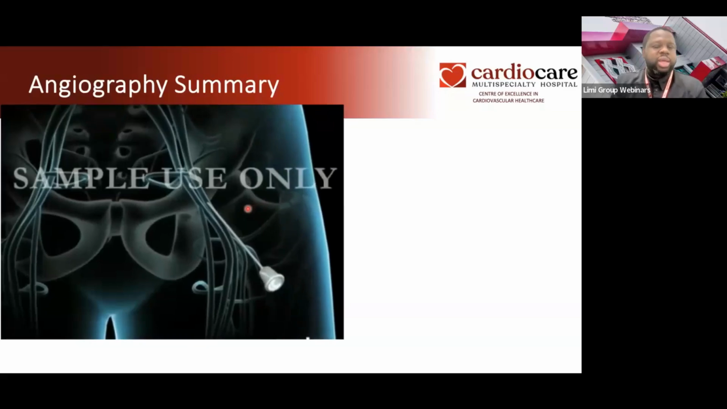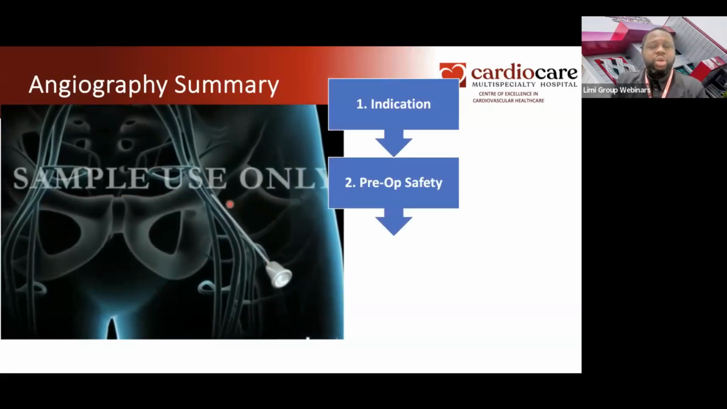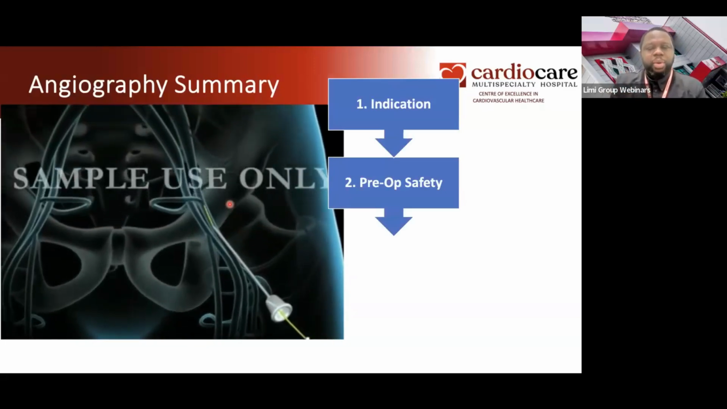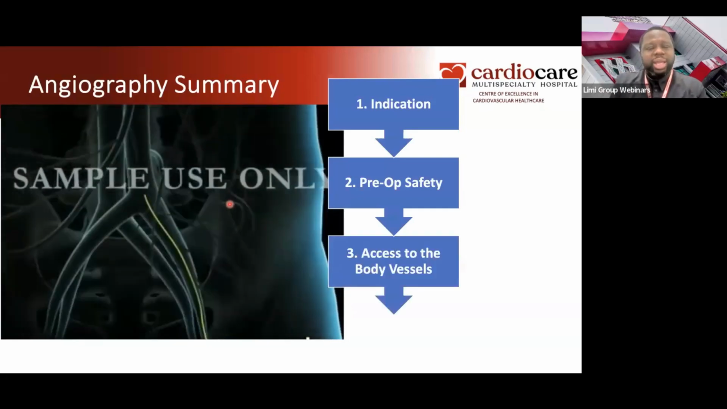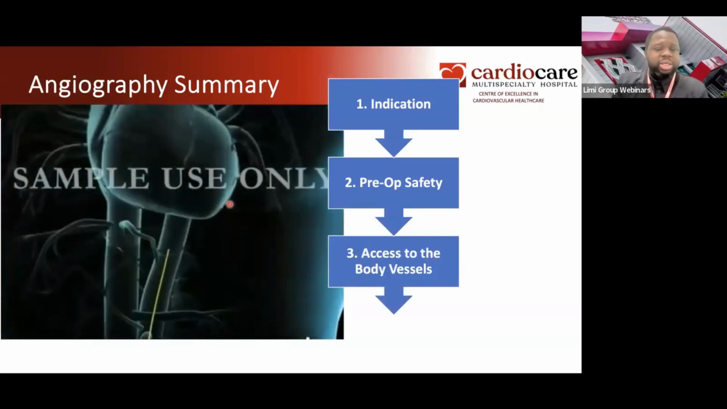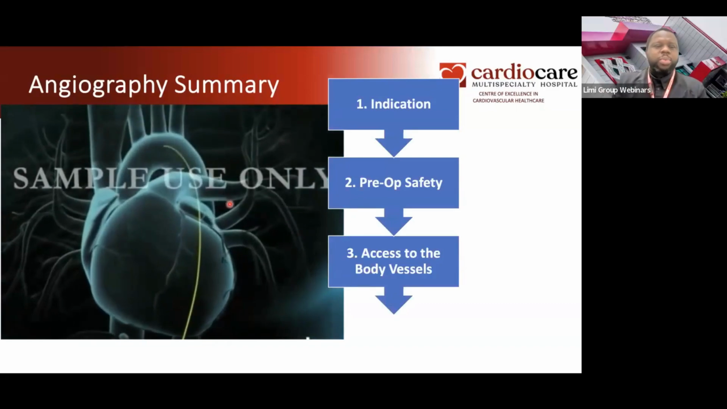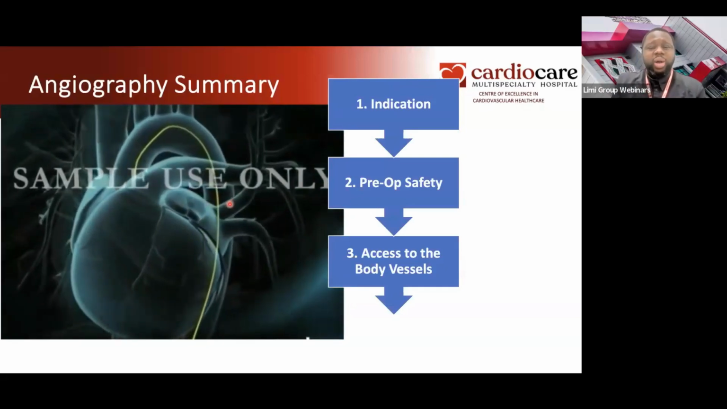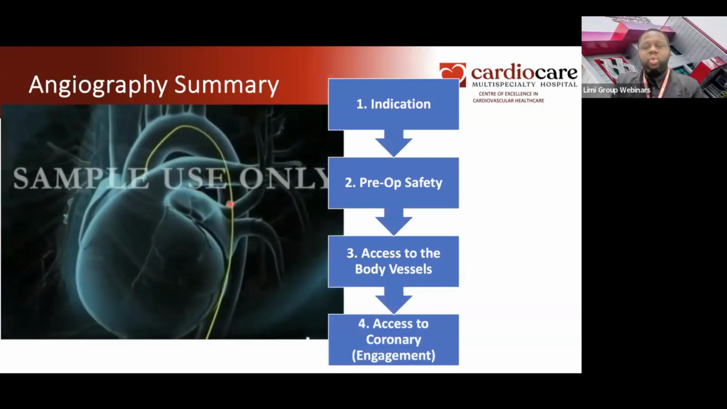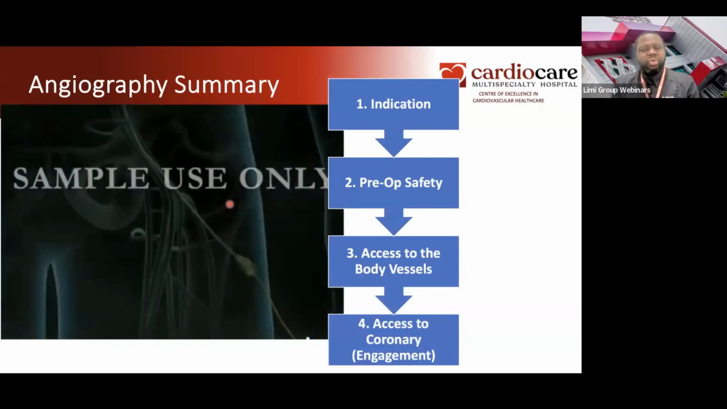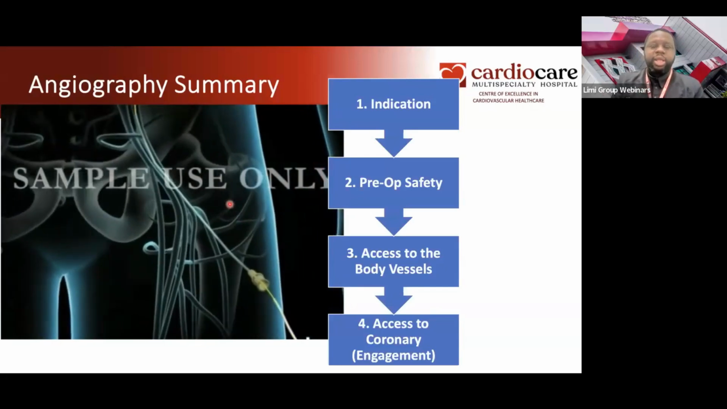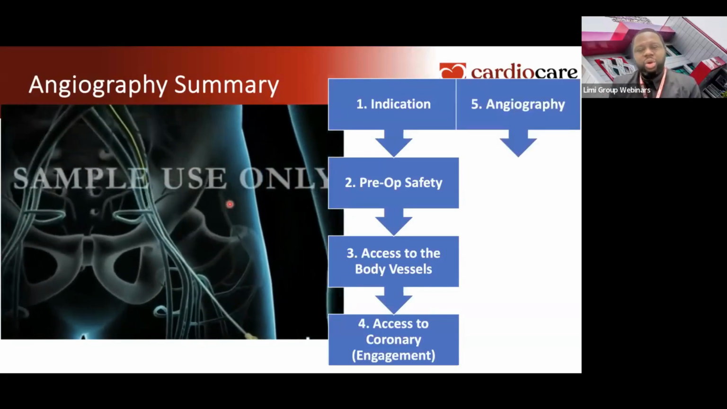So we told you that we get access. First, we know the indication. Then we do certain things that we consider very important for pre-op safety. We get access typically through the femoral arteries or the radial arteries. We typically proceed with a wire. Then we proceed carefully over the wire with the catheter. And then we secure access to the coronary vessels, what we call engagement. Then we proceed to do the angiogram.